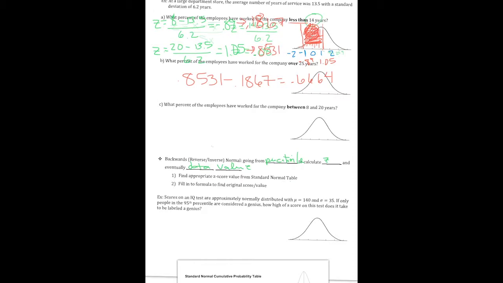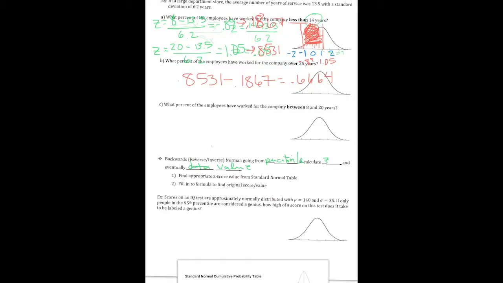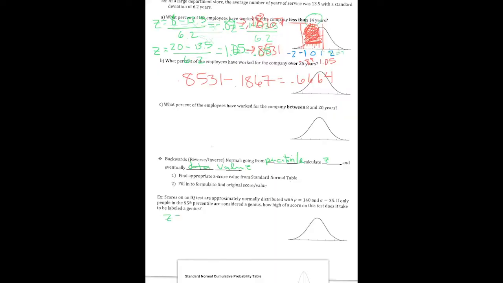When you look at the instructions there, it says the first thing is to find the appropriate z-score. So when we look at our problem, it says scores on an IQ test are approximately normally distributed with a mu of 140 and standard deviation of 35. If only people in the 95th percentile are considered a genius, how high of a score on the test does it take to be labeled a genius? So we need to know our z-score to find our x. If you think about the formula again, z equals value minus mean divided by standard deviation. We have the mean, we have the standard deviation, we don't have x. That's what we're looking for, our data value. We need to find that z.